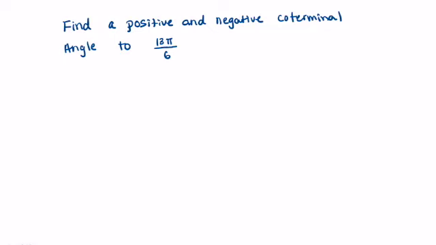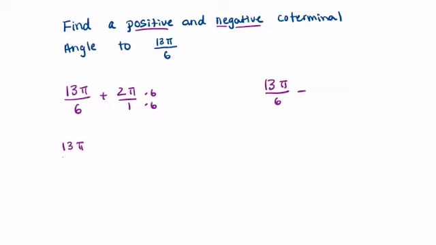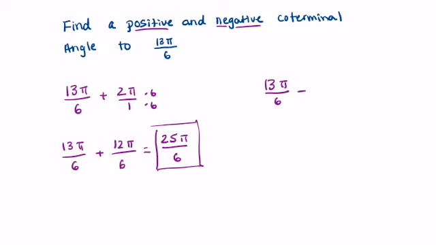Here, they want us to find, again, a positive and a negative coterminal angle to 13 pi over 6. So I have 13 pi over 6 plus 2 pi, and I have 13 pi over 6 minus 2 pi. Again, we'll fill that in in just a second. The common denominator here is 6, so multiply top and bottom by 6. That gives me 13 pi over 6 plus 12 pi over 6. 13 pi plus 12 pi gives me 25 pi over 6. So there's my positive coterminal angle.